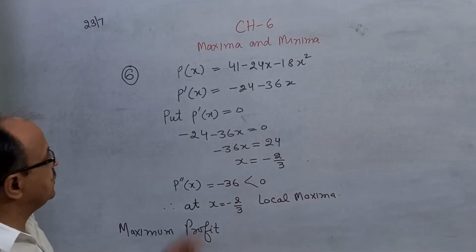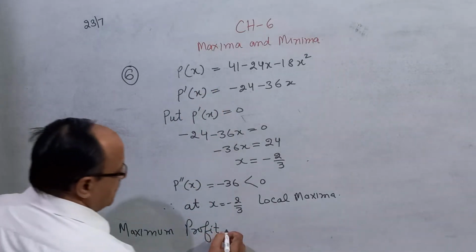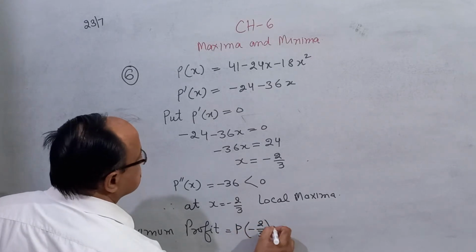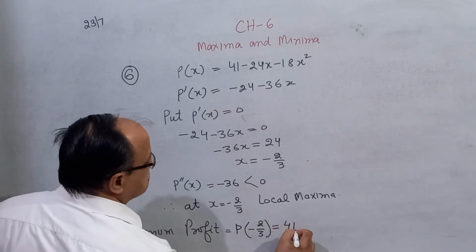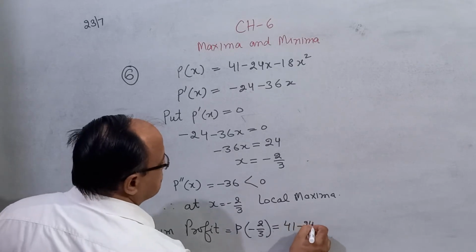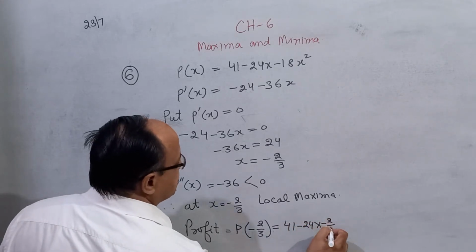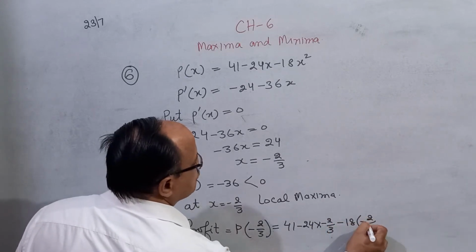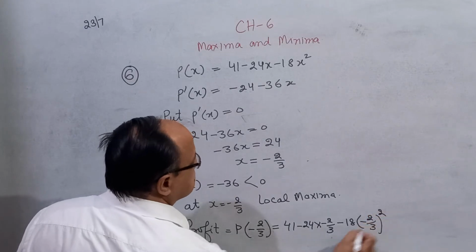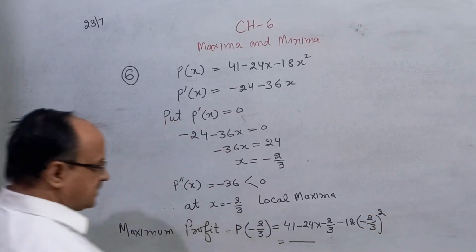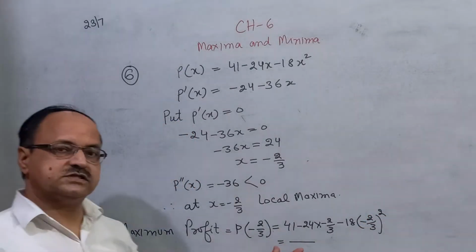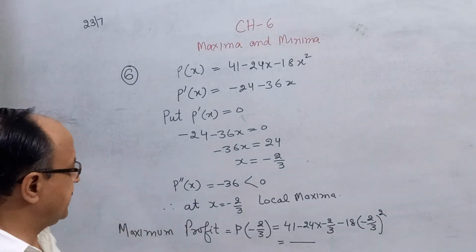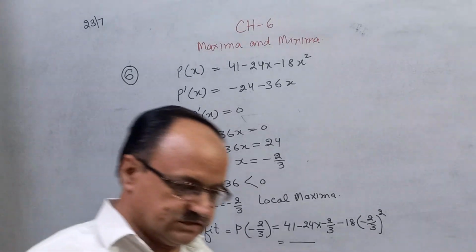put the value of x in the original function, that is P of minus 2 by 3, that is 41 minus 24 into minus 2 by 3 minus 18 into minus 2 by 3 whole square. Simplify yourself, correct? This is the answer. This is the maximum profit that a company can make. Next question.